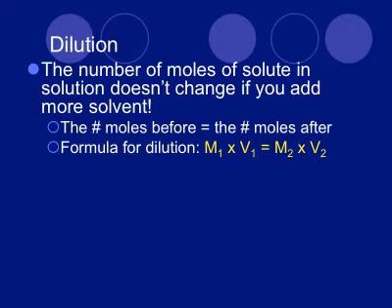Okay, so when we are diluting, remember, our amount of moles is not changing. It's kind of like conservation of mass. In conservation of mass, when we talked about it in the last few sections, if we start with 10 grams, we have to end with 10 grams. Can it look different? Yes. Can it be in a different form? Yes. Okay, but it still has to be there. Our number of moles of solute does not change.